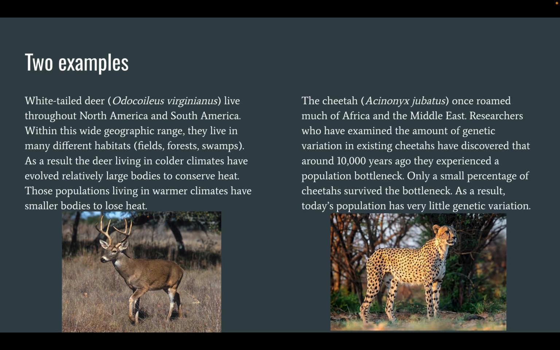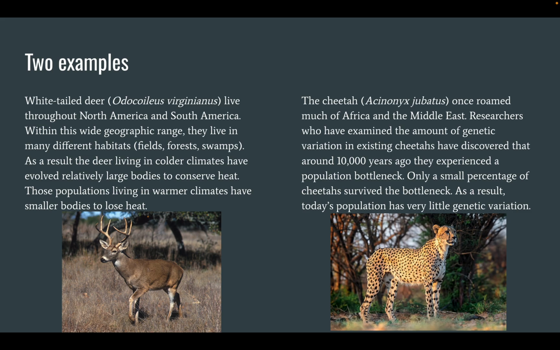Genetic diversity can be illustrated with two different examples. In terms of one that is widespread, let's look at white-tailed deer. White-tailed deer live throughout North America and South America. Within this wide geographic range, they live in many different habitats: fields, forests, swamps. As a result, the deer living in colder climates have evolved relatively large bodies to help conserve heat, and those populations living in warmer climates, like let's say Florida, have smaller bodies so that they lose heat, but they are the same species.